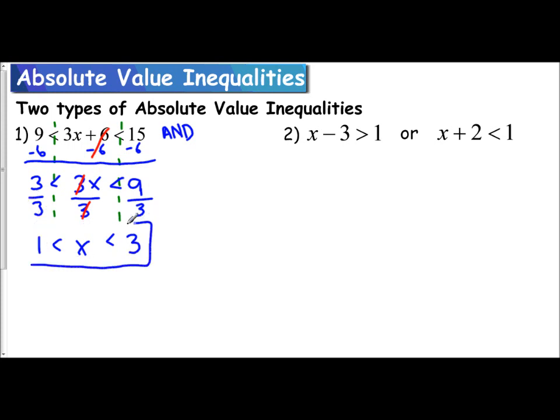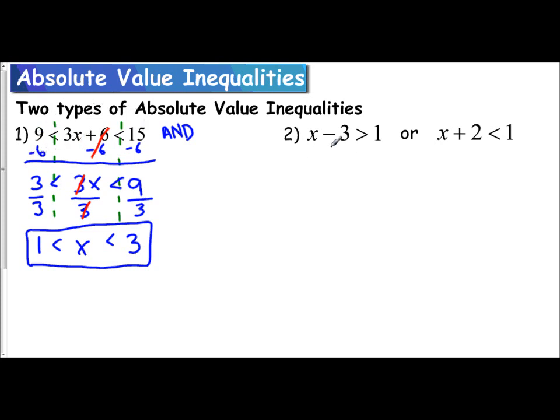So in solving this type of compound inequality, this AND inequality, we use the approach of whatever you do in the middle to isolate the variable, which involves the same steps as solving an equation, you have to do to both outsides now.